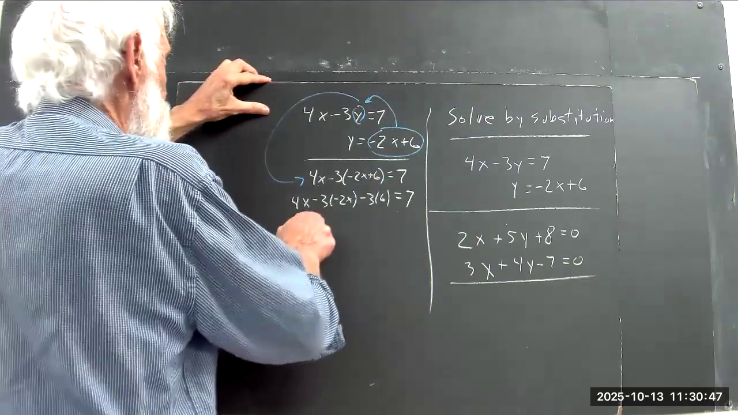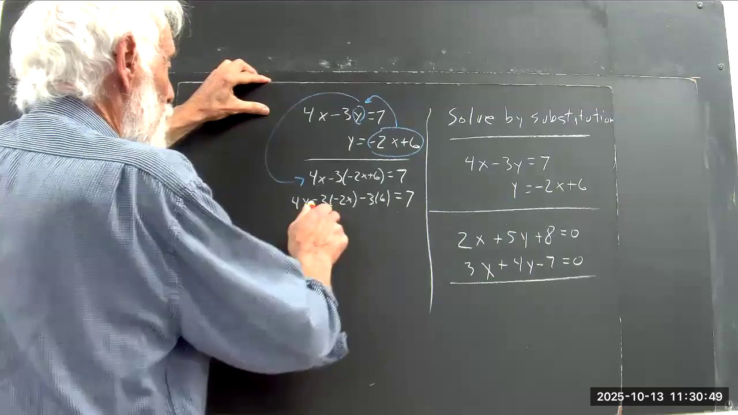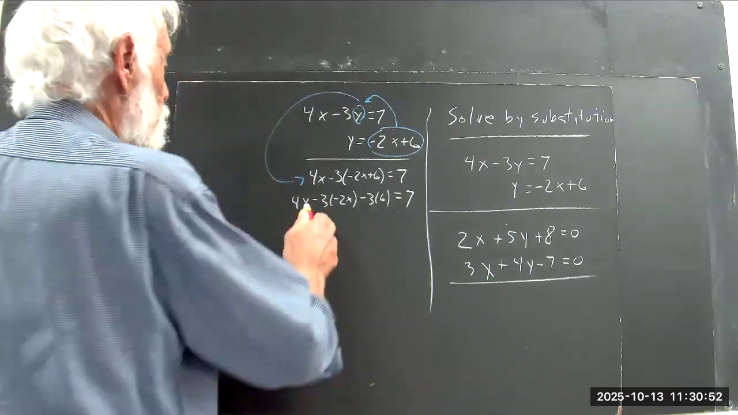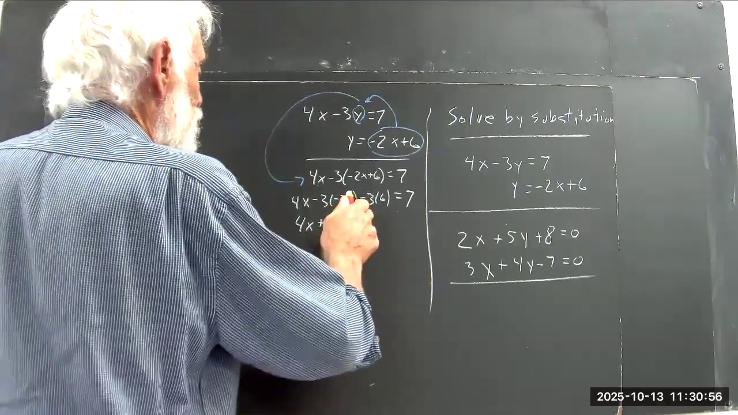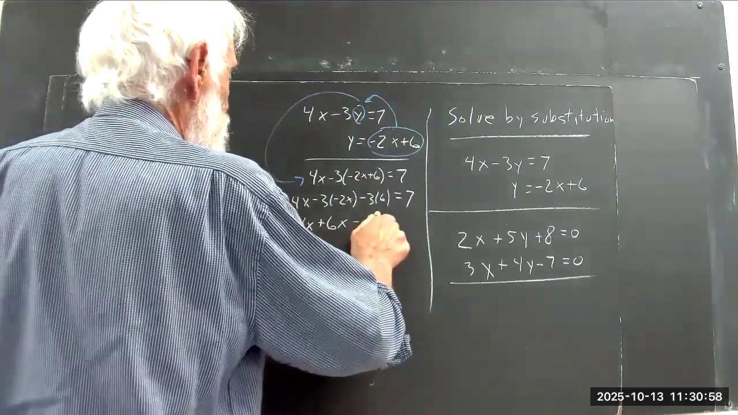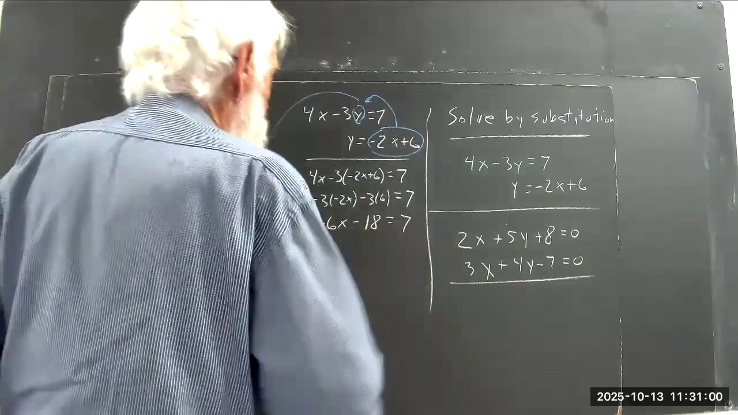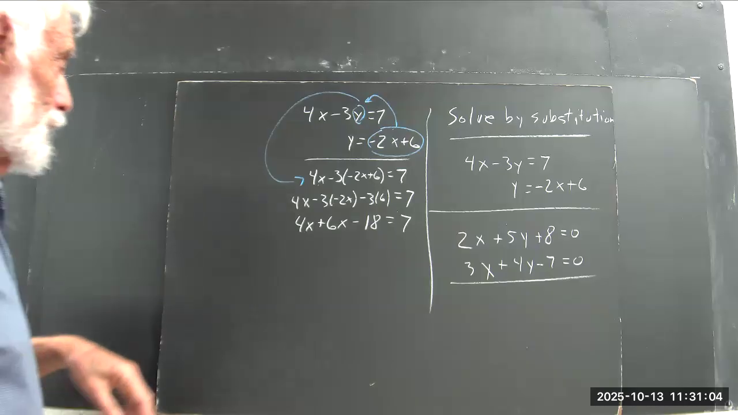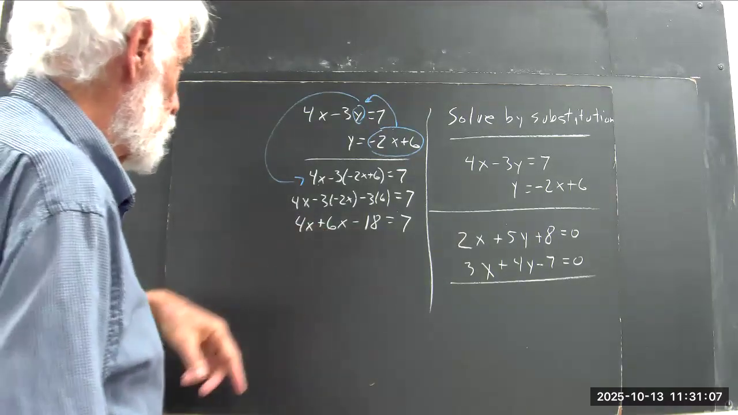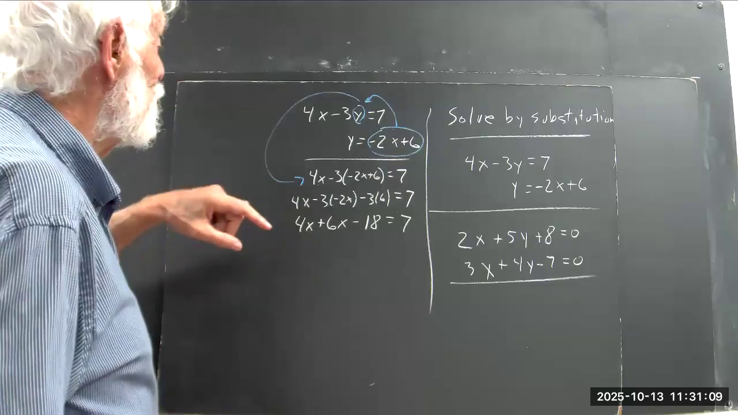Okay, so we have 4x, and what's a negative times a negative? It's positive. 3 times 2 is 6, it's going to be plus 6x. Now we got a negative times a positive, that's going to give us a negative. Okay? Now everybody knows that 4x plus 6x is 10x.